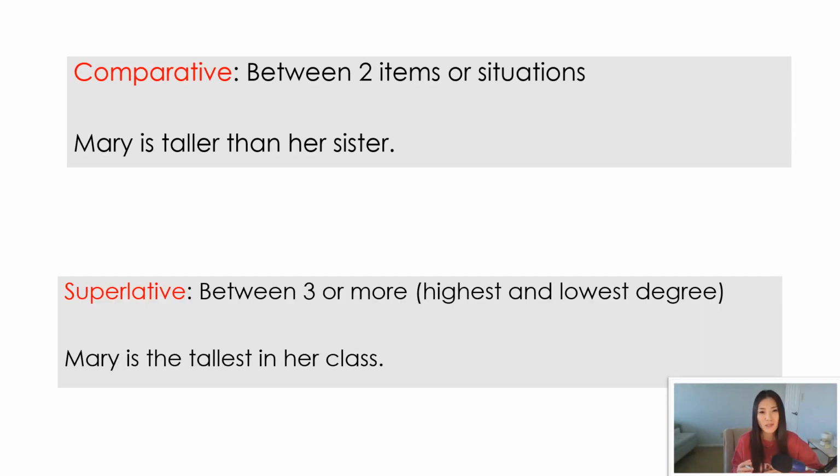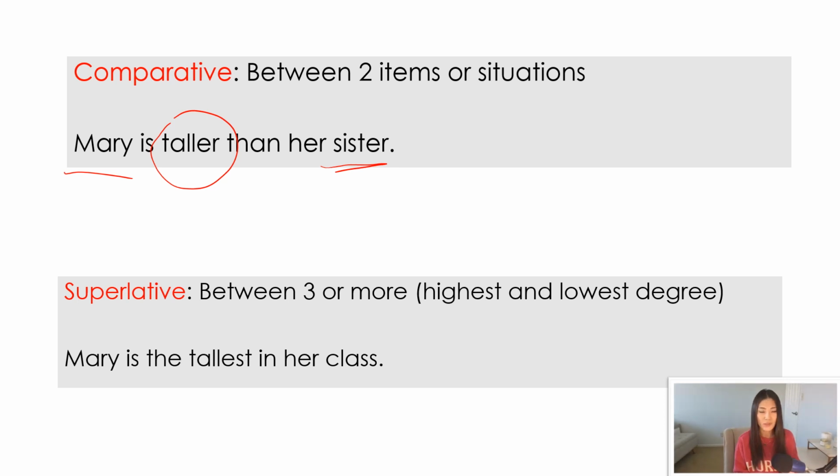Some basic things to remember: comparative is between two items or situations. So Mary is taller than her sister. We're comparing Mary and sister, right? And taller is my adjective here.